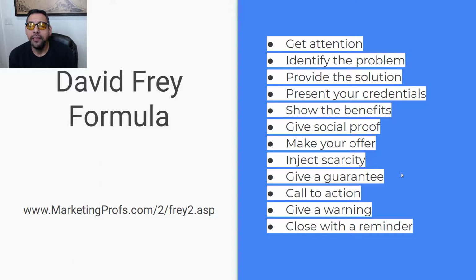But you want to basically get attention, identify the problem, provide the solution, present the credentials. It might be yours, but it might be the star or the expert. Show the benefits, give social proof, make your offer. If it makes sense, inject scarcity, give a guarantee, call to action, like go buy, warn them about something like, hey, this won't be around forever, or if you walk away right now, you may never have this chance again, whatever. And then you close with a reminder of probably the benefits, the solution, whatever you can think of.